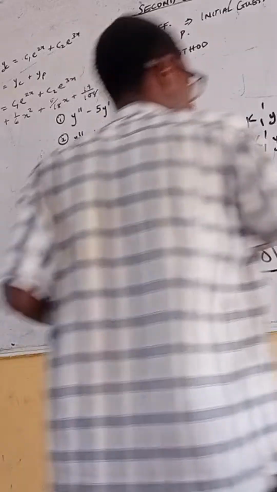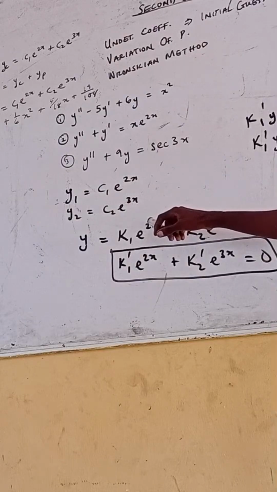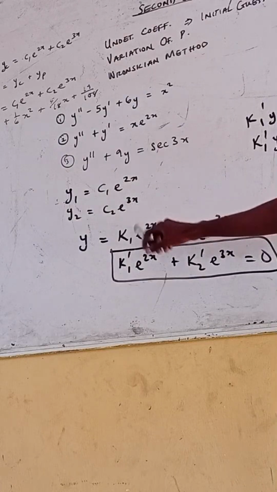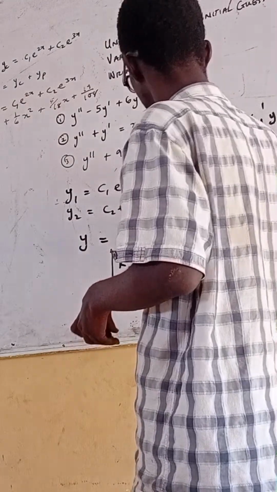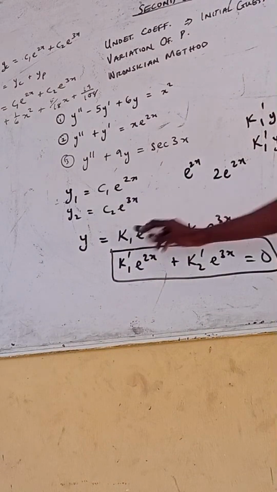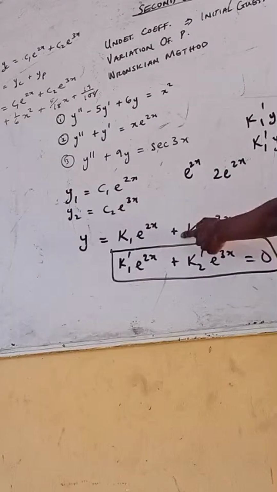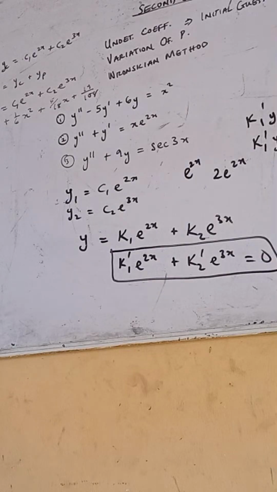Y prime is now what I got here. Y prime equals, differentiating, I have k1 prime e raised to power 2x using product rule, plus 2. If you differentiate e raised to power 2x, you get 2 will come down, 2e2x, times that k is what gives me 2k1 e raised to power 2x. If we differentiate this one, k2 prime e raised to power 3x plus this one too, 3k2 e raised to power 3x. So we now have a system of equations here.